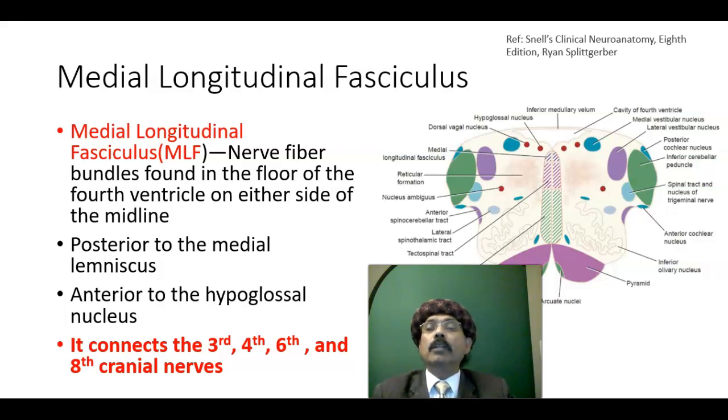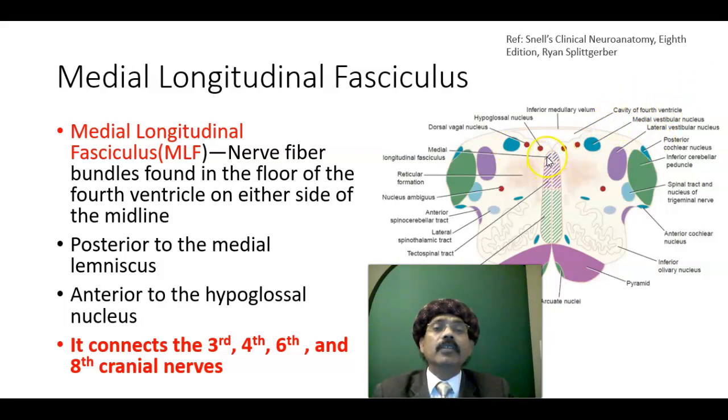Today I will discuss the medial longitudinal fasciculus, also called MLF. What is the medial longitudinal fasciculus? The MLF is a bundle of nerve fibers found in the floor of the fourth ventricle. This is the fourth ventricle, and this is the floor of the fourth ventricle on either side of the midline.